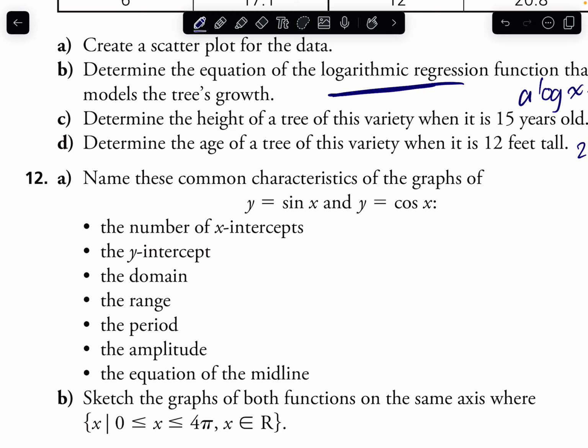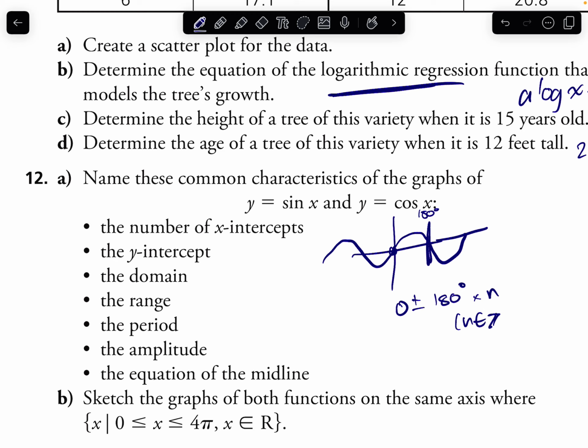Okay, but if they want the actual x-intercepts, sine looks like this. And this point here is 180 degrees. So it starts at 0, which is an x-intercept, so 0. And it goes both ways. Plus minus 180 degrees times n, where n is an integer, so n is an element of Z.